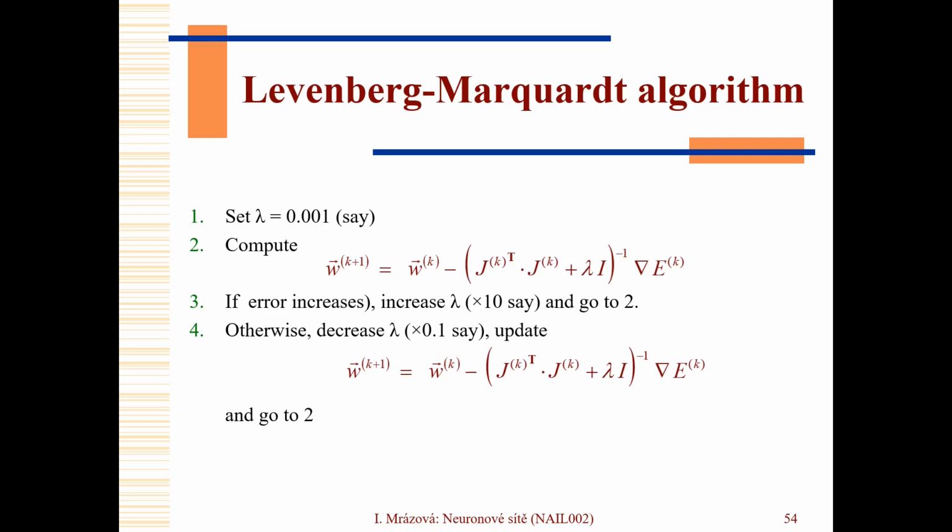So again, by the formula that we have here, W at iteration k plus 1 shall be computed based on the previous weights Wk minus the inverse of the sum of the product of J at iteration k transposed and J at iteration k, added to the product of lambda and identity, multiplied by the gradient of the error function capital E at iteration k, and we shall go back to step 2 and go further with the adjustment.